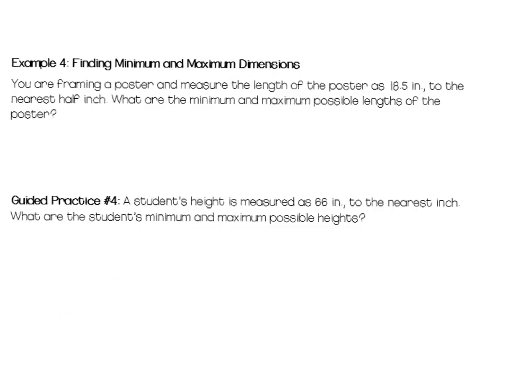You are framing a poster and measure the length of the poster as 18.5 inches to the nearest half inch. What are the minimum and maximum possible lengths of the poster? When you're trying to find minimum and maximum dimensions, what you want to do is find the error they give you. So I've got to the nearest half inch.